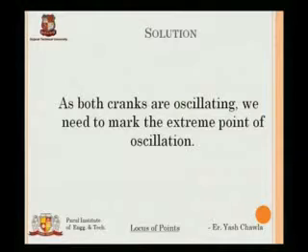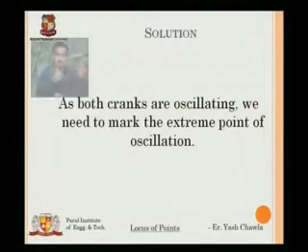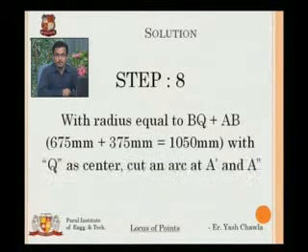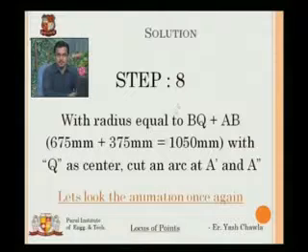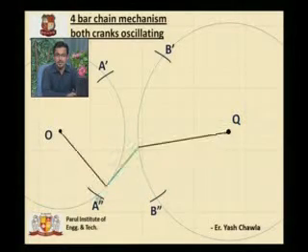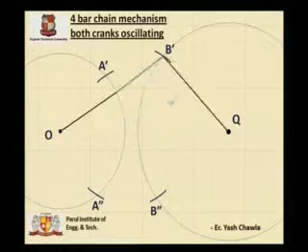Now both the links are oscillating, so there will be a positive extreme point and a negative extreme point, that is, the most upward position and the most downward position, or say the uppermost extreme point and the lowermost extreme point for both the cranks, because they are oscillating within a particular area. So we have to mark those particular points. Now we will look at the animation once again, and then we will discuss what radius and what measurements we are going to take.